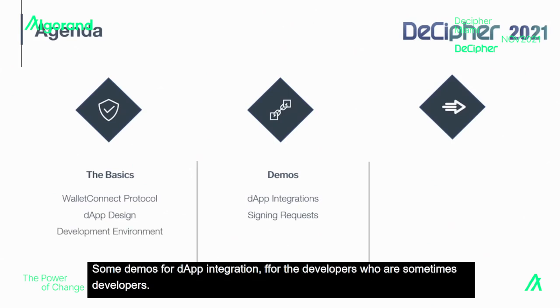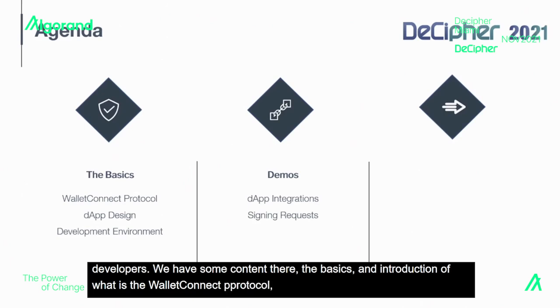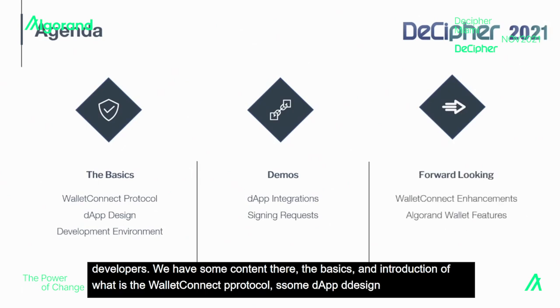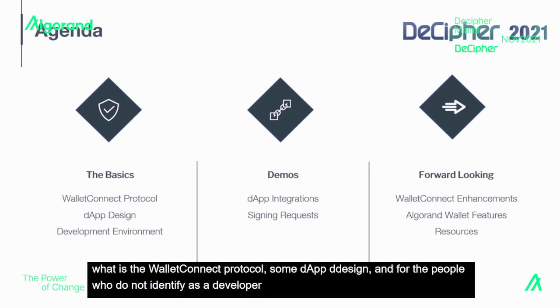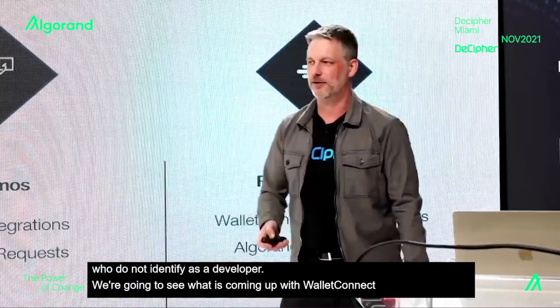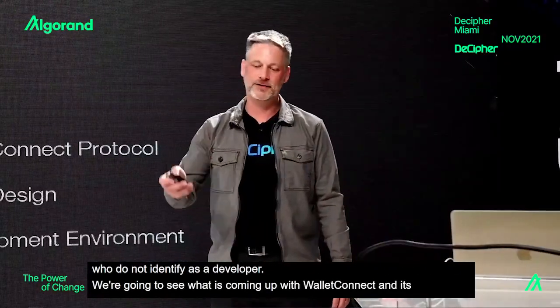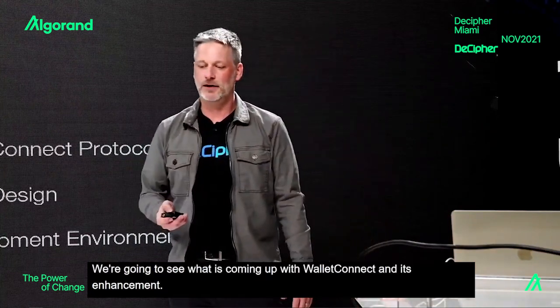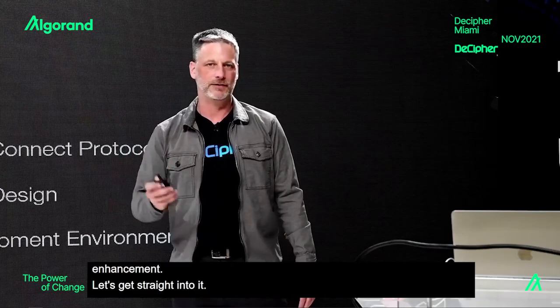We've got the basics. What we're going to cover there is an introduction to the WalletConnect protocol, as well as some dApp design. I'll introduce a new dApp for you, and then we'll get into the development setup. And for anybody else who does not identify as a developer, we've got stuff for you just the same. We're going to look at what's coming down the pike with enhancements to the WalletConnect protocol, as well as enhancements to the Algorand mobile wallet. And we'll wrap it all up with a bunch of resources for you to walk away with at the end. So let's get straight into it, starting with the basics.